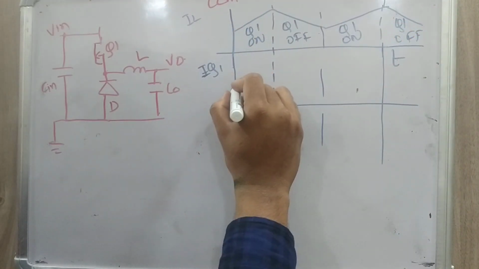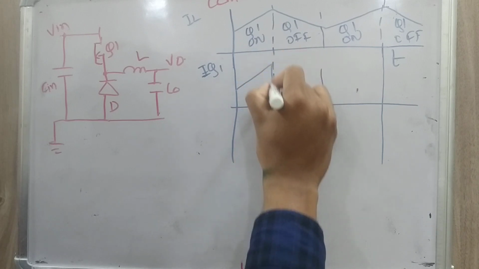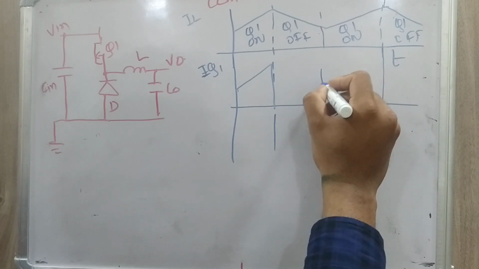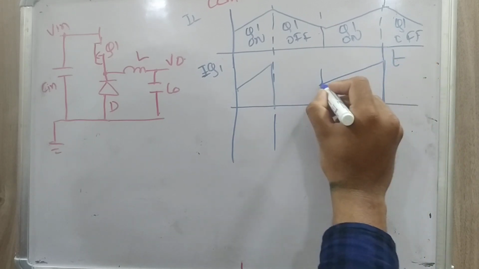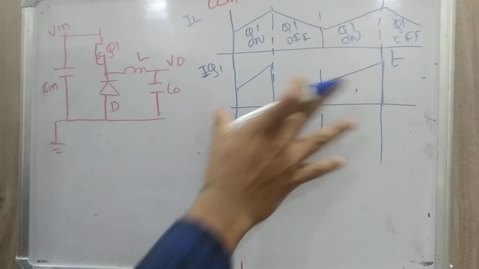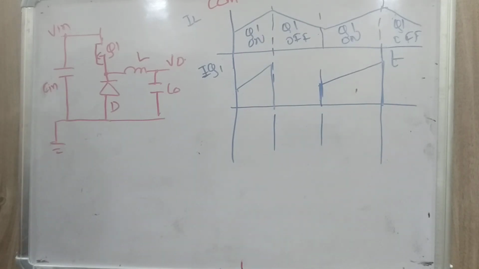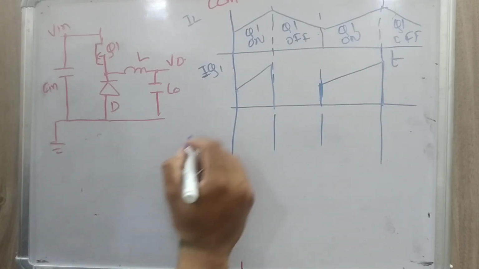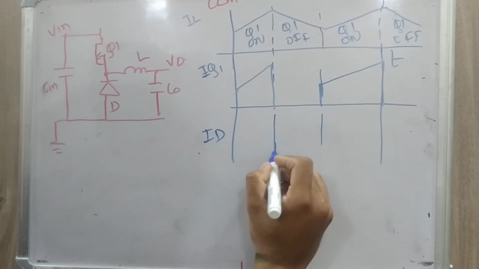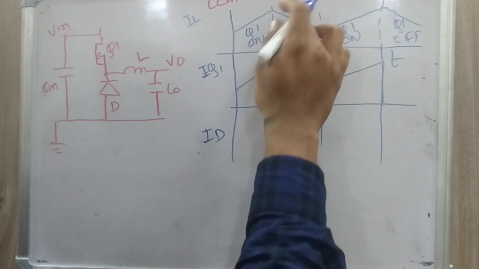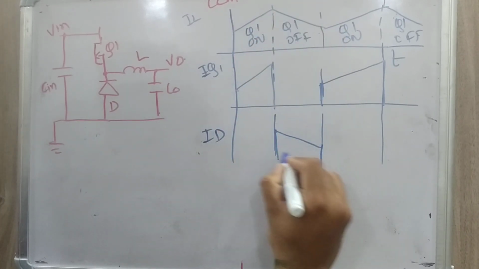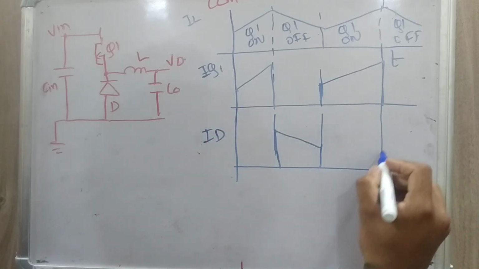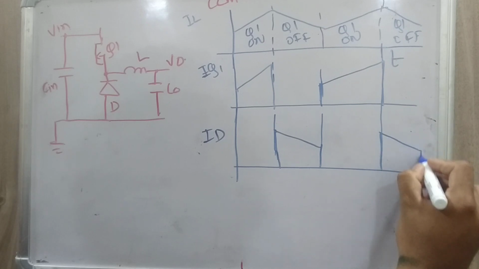When Q1 is on, current through it is increasing, same as diode current. And when Q1 is off, there is no current. So again, it is increasing. Okay. So this is not up to the scale, but yeah, this is same as this one, but it is not up to scale. Then the diode current is, when Q1 is off, the inductor current flows through diode. So this is the inductor current.